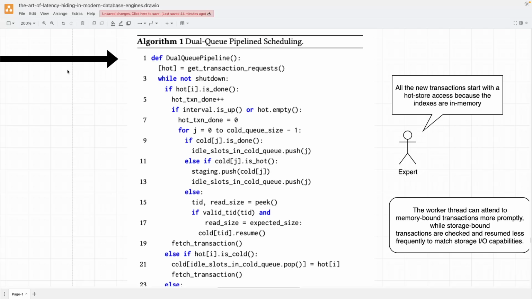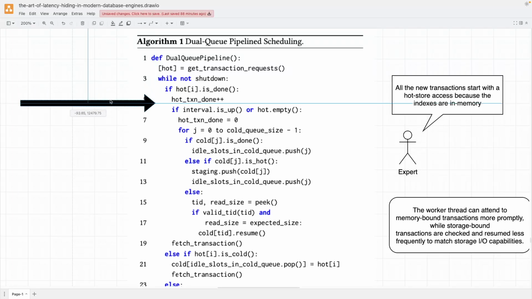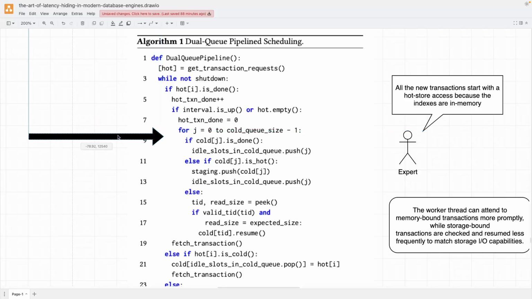As part of this, the authors even give an algorithm which again encompasses the same takeaways that I mentioned. I can even highlight the exact lines for each takeaway. The first takeaway is here, that always check if the transactions which are accessing memory, which are the hot transactions, always see them first. If a certain timeout hits or if there is no memory based transaction available, then you go to your cold or your storage based transactions. Only then you go to those transactions.